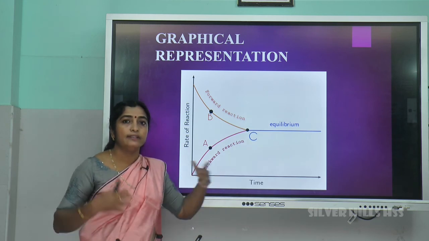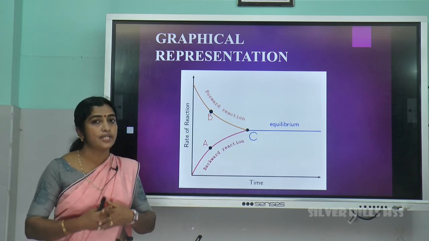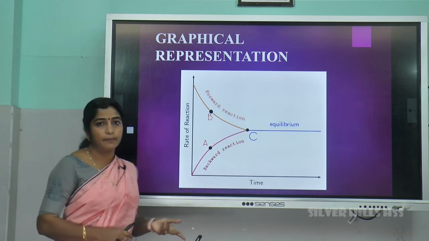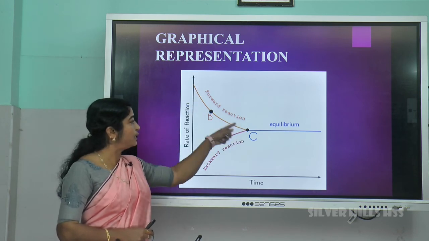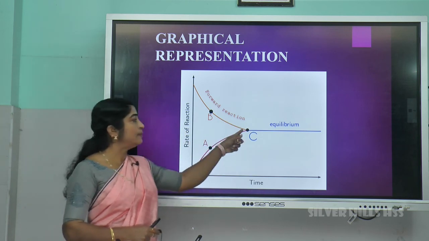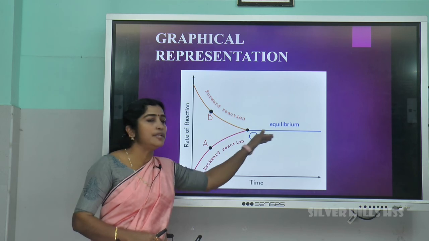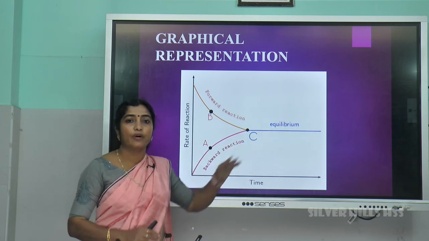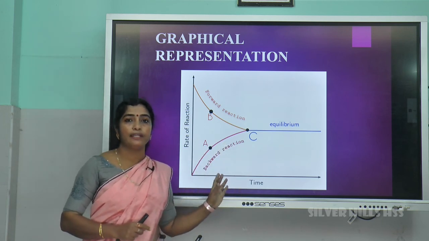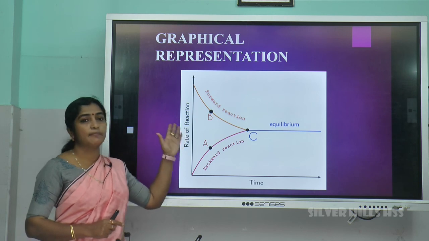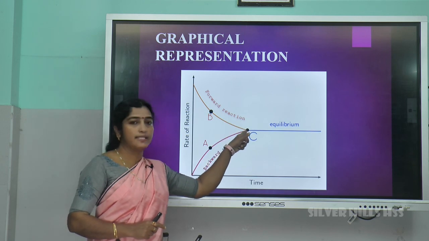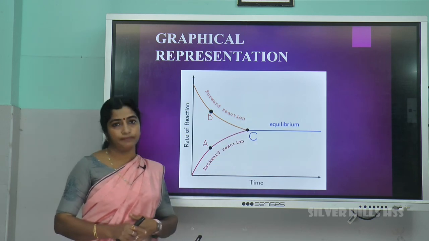Finally, what happened? Their speeds became equal, that is, they reach chemical equilibrium. So the point C represents chemical equilibrium. At C, the speed of the forward reaction and backward reaction became equal. So once this equilibrium is reached, the system continues in equilibrium. If we are not disturbing that equilibrium, it will continue. So this is the graphical representation of a reversible reaction: forward reaction, backward reaction, and the coinciding point, chemical equilibrium.